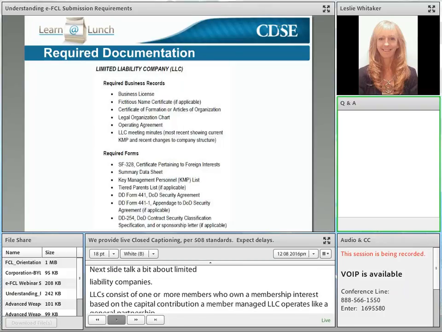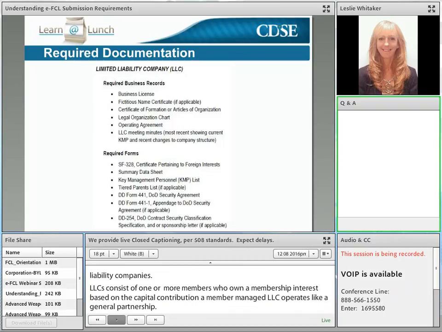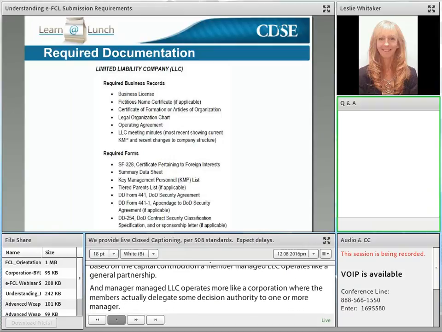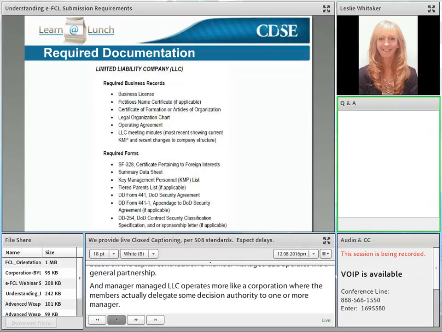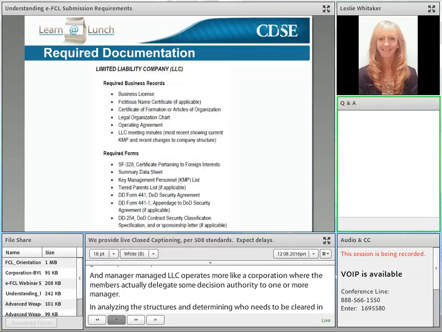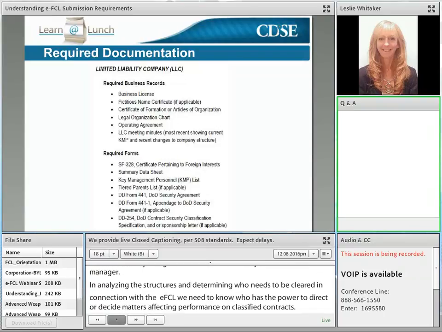In analyzing these business structures and determining who needs to be cleared in connection with the FCL, we need to determine who has the power to direct or decide matters affecting performance on classified contracts. If an LLC is part of a corporate family, for example, if 1 or more companies are members of an LLC, the determination to clear or exclude a parent organization will be handled the same as for a corporation.